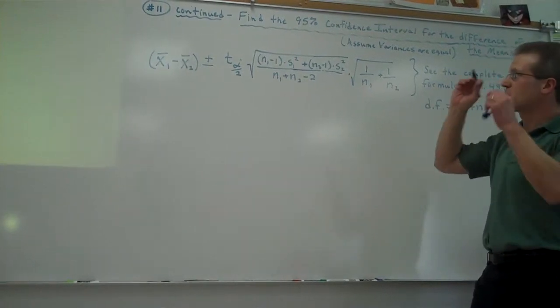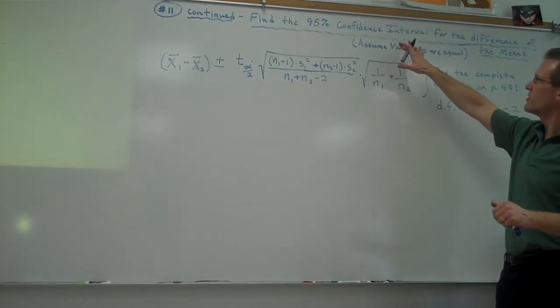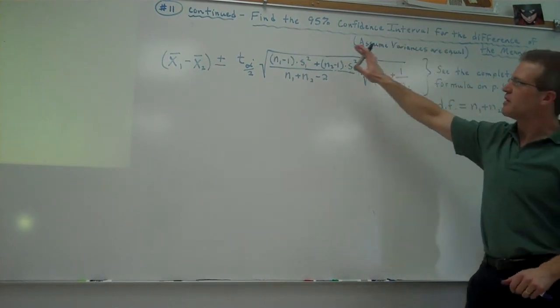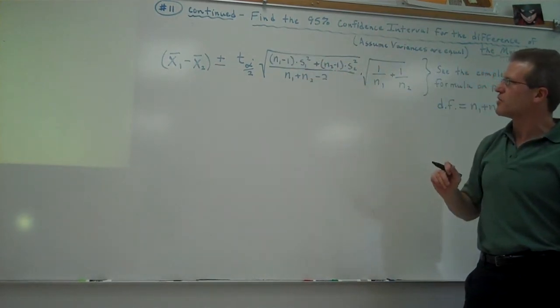Okay, this is a confidence interval. Find the 95% confidence interval for the difference of the means. You're going to assume the variances are equal here. This is still number 11 on section 9.4.